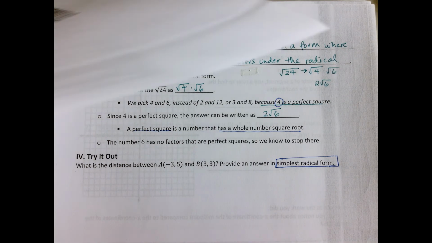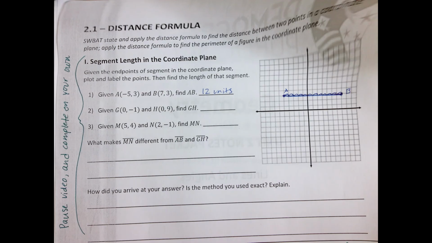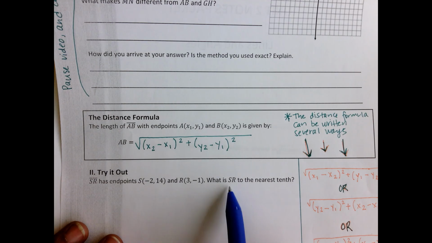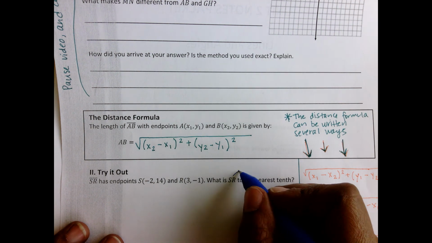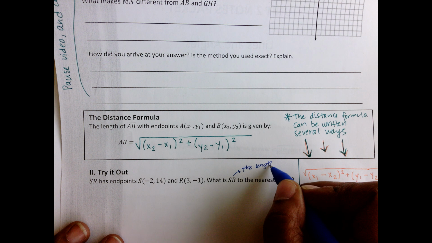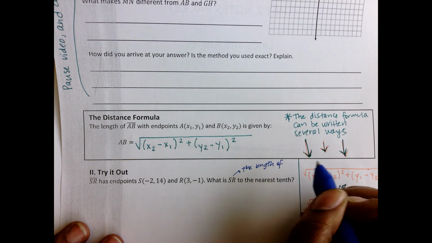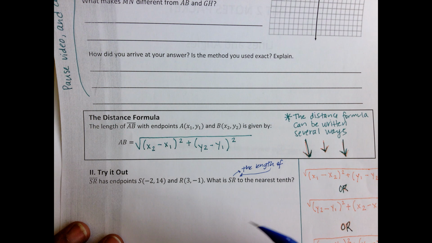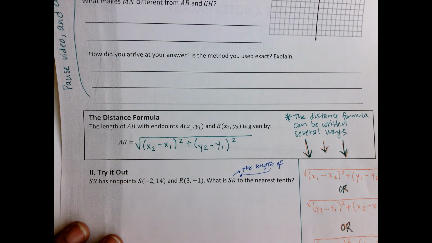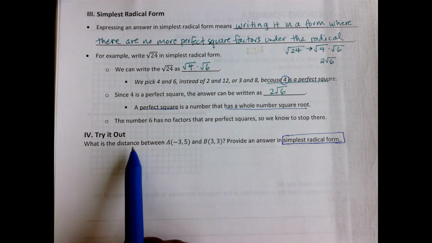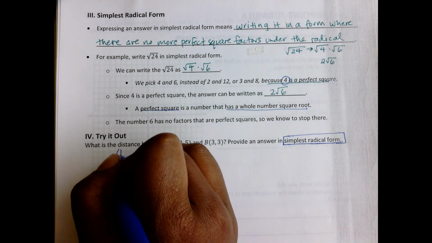Going back to this, okay, and going specifically back to this try it out, I just want to clarify something. What is the length of? That's what this means. The length of, and length and distance are the same thing. What is the length of, not what are, what is the length of SR, to the nearest tenth. So you're still finding it using the distance formula. Here they actually use the word distance. Distance and length are the same thing.